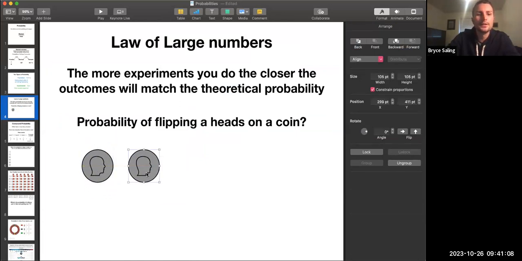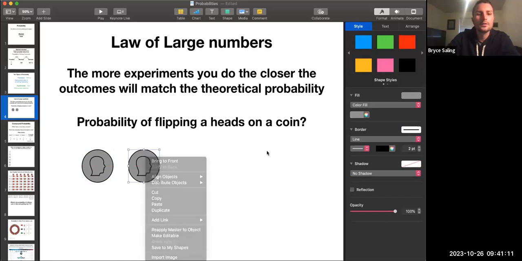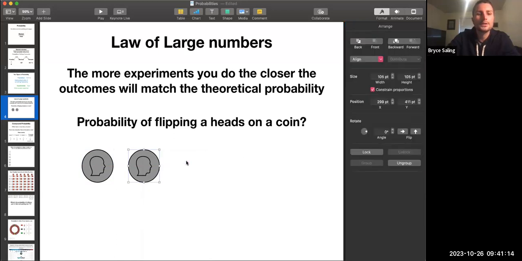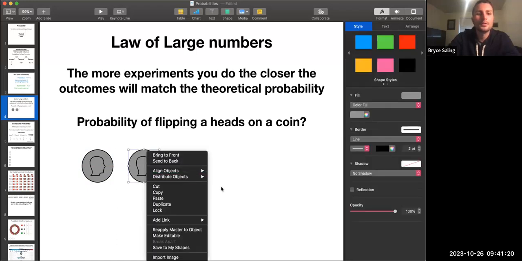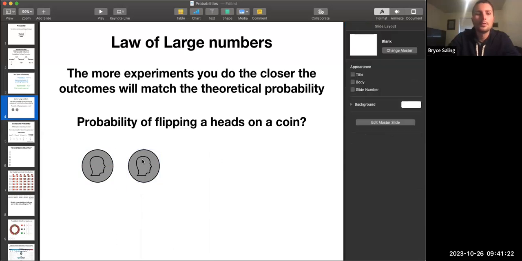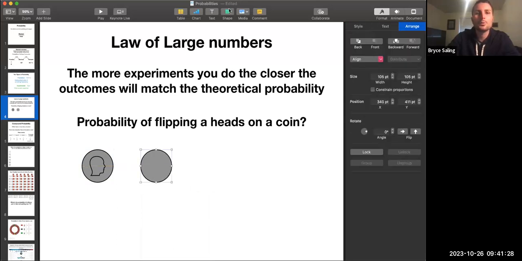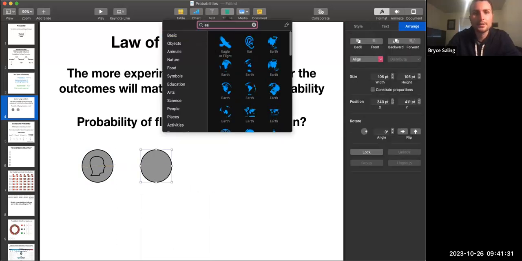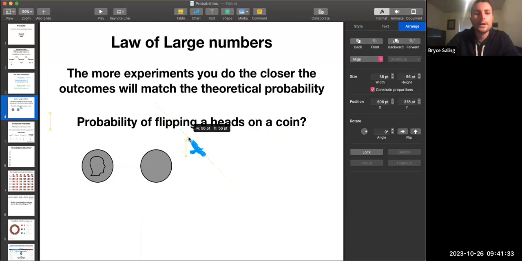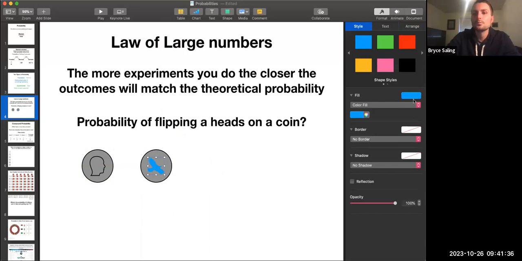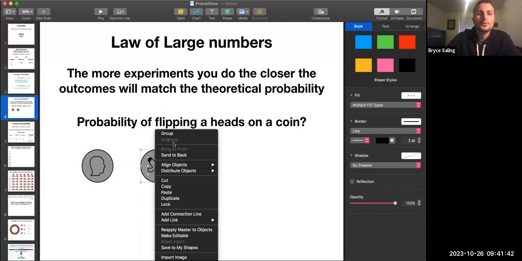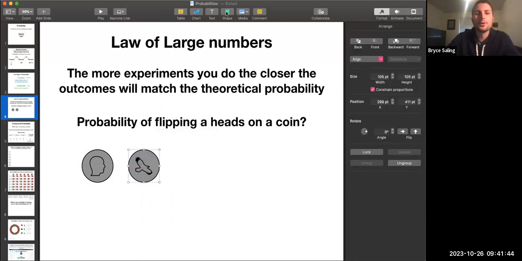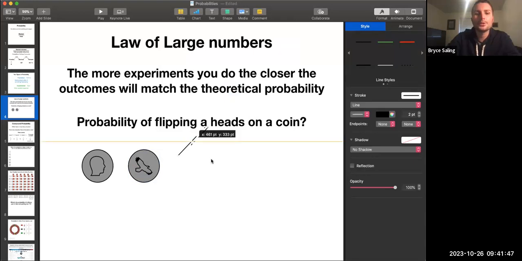So we got our heads, and then let's make a tails here. We want not the head, we want like an eagle, which is usually on the back. So we got our heads and our tails. All right. So probability of flipping a heads on a coin. So we really have our outcomes.